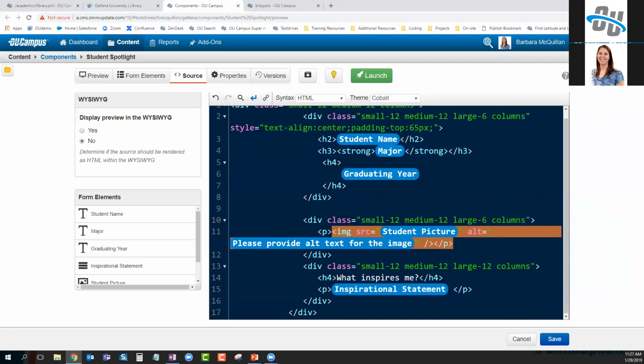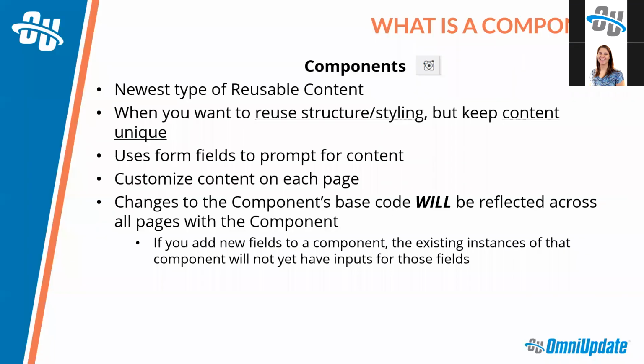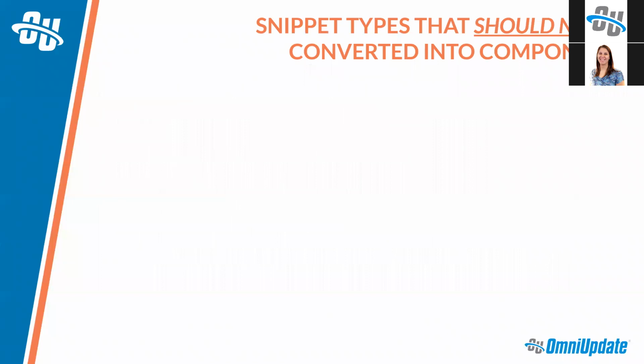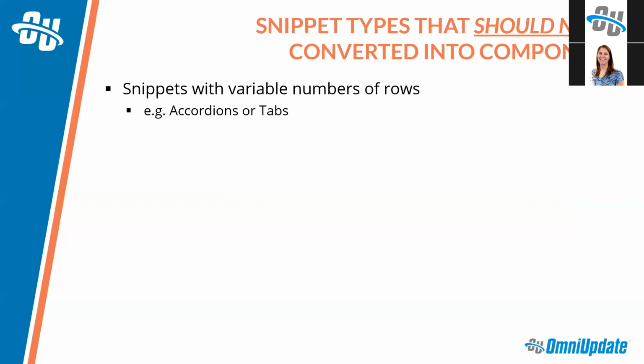All right. So it looks like we've answered a lot of these generalized questions. Let's come back to my handy dandy PowerPoint. And let's talk about snippets that should not be converted into components, because this is going to be particularly important, and it's going to answer a handful of questions that we have up here already. So essentially, there are certain types of snippets that are not going to work well as components as we have it. The first is a snippet with a variable number of rows. So a good example of that is like your accordions or your tabs.